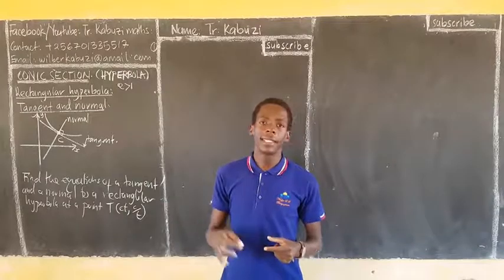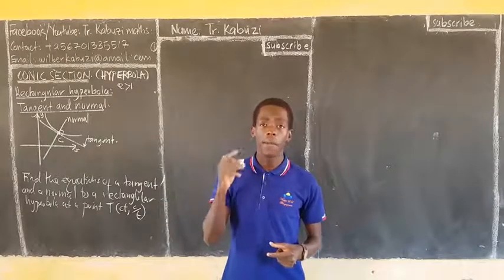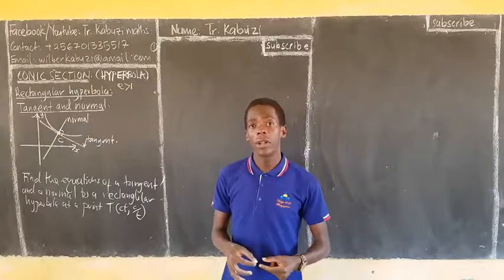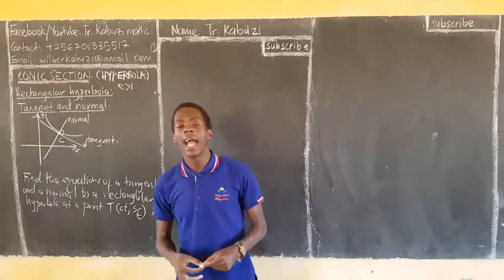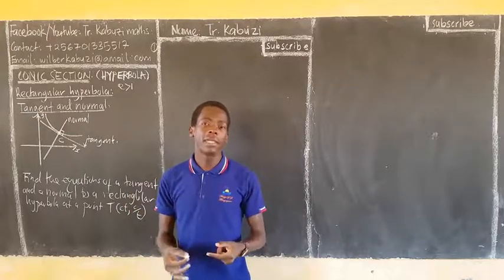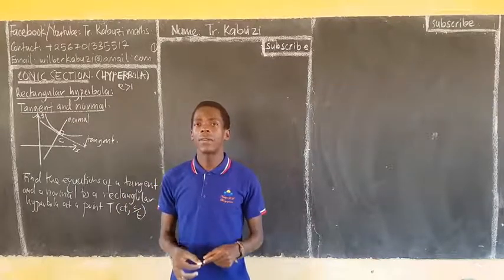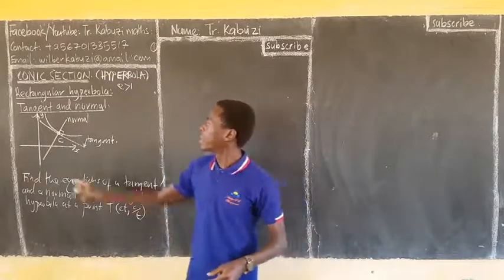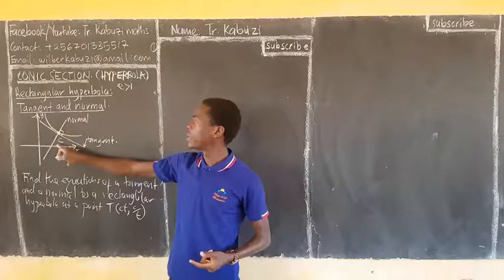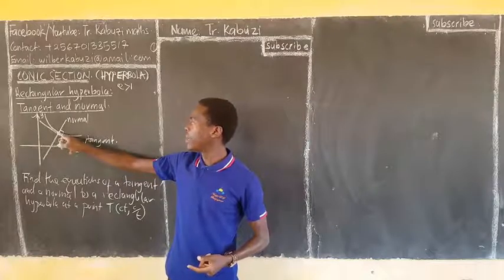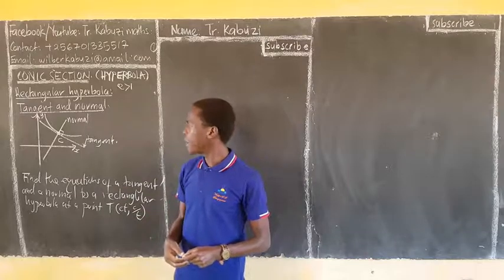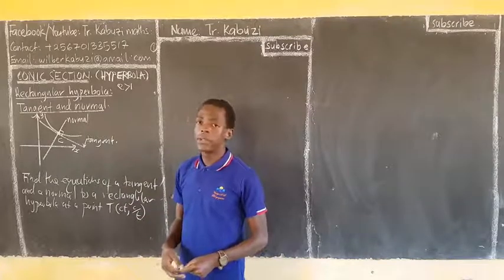Now, the tangent, of course, meets a curve at one point, and at that point, a normal is perpendicular to that tangent. And at that point still, the gradient of the curve is the same as the gradient of the tangent. So this is our point of intersection between the tangent and the curve, say point C. The gradient of this curve and the gradient of this tangent is the same. So we are going to see examples.